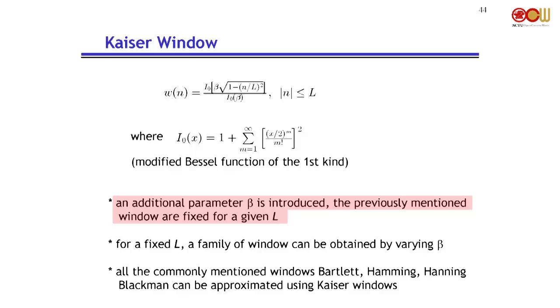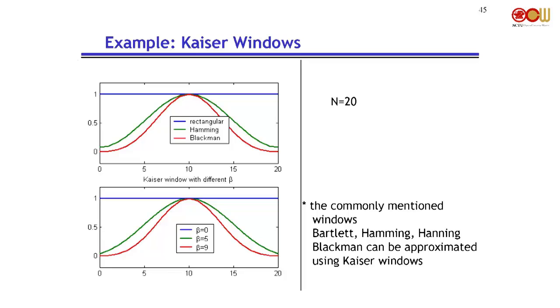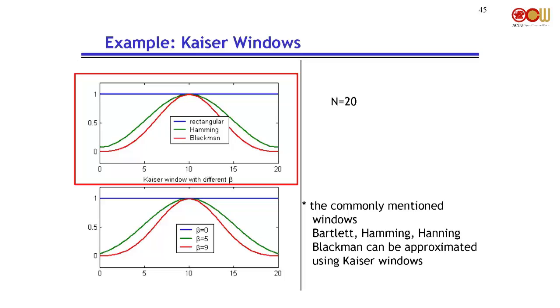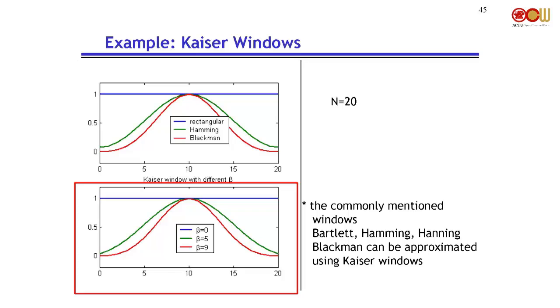You see there's a beta in the function, and this beta controls the shape of the window. In addition to the window length, it has an additional parameter that controls the shape. So let's see how the variation of beta will give us different windows. Here is the Kaiser window. On the top, we have the rectangular window, Hamming window and Blackman window, which we have already seen. And on the bottom is the window generated using the Kaiser window function by choosing different values of beta.